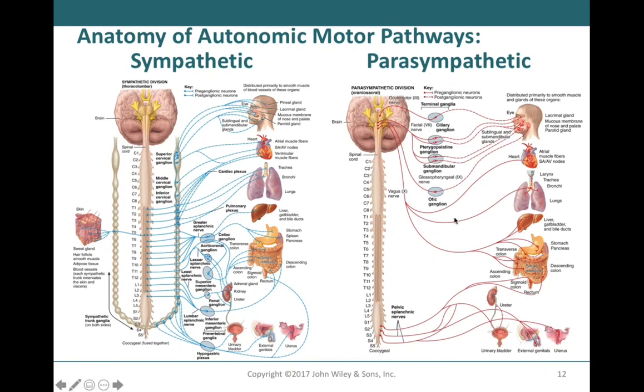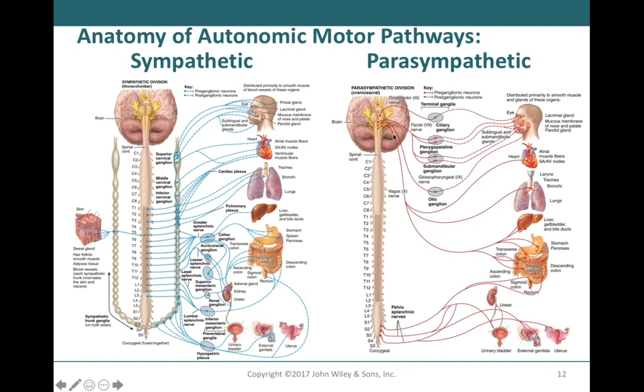Now this is reversed in the parasympathetic nervous system. In the parasympathetic nervous system, our ganglia are found closer to the visceral organs themselves. So these preganglionic neurons are going to have much longer axons, and those will travel out to the ganglia. And then the axons of our postganglionic neurons are going to be a lot shorter. So we can really see this demonstrated right here.